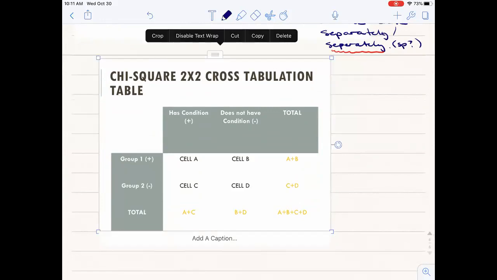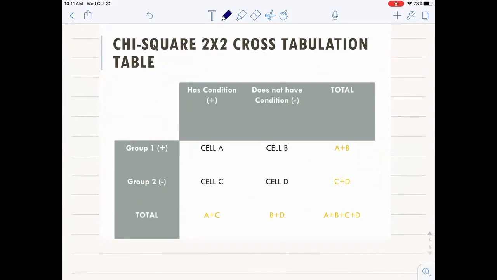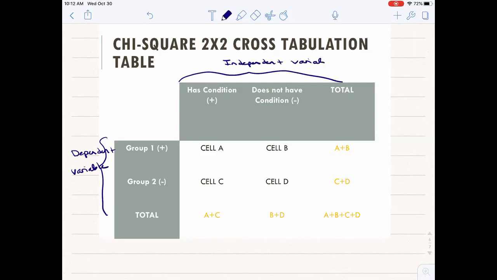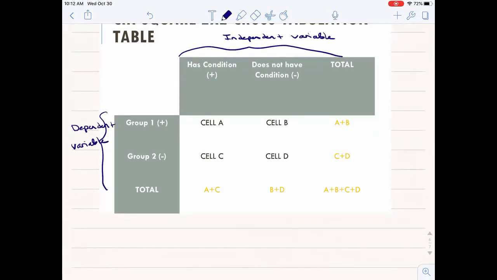So what we're going to have, right, is something that looks like this. Like I said, we've got group 1 and group 2, and then has the condition, doesn't have the condition. One rule of thumb is that we put our dependent variable in the rows and our independent variable in the columns. But our variables now are categorical, and so we've got 2 categories for each of these because we're only dealing with 2x2 tables. So we've got group 1, group 2. They either have the condition or they don't have the condition.